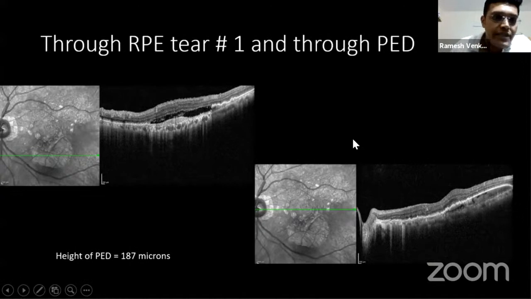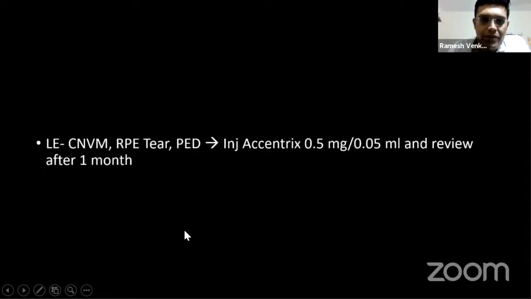And these are the OCT scans which we did through RPE tear number 1. This OCT scan showed the subretinal fluid and the tear as well. The lower scan was through the PED, which was present temporally. And you could see that the height of the PED was not very huge. It was around 187 microns.